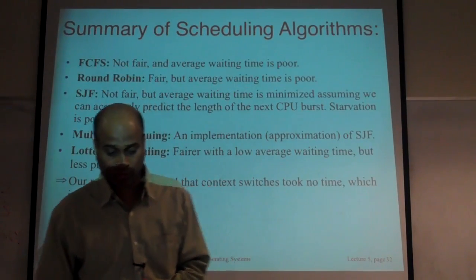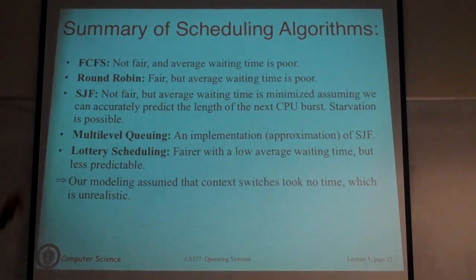Okay. So very quick summary, we did first come first serve, we said it's not fair, poor average waiting time. We did round robin, it's fair, but average waiting time can be long. Okay. Shortest job first, okay, not necessarily fair. If you have starvation, you can't be fair, by definition. But average waiting time is optimal. Okay. Good scheme, can't implement it in practice.